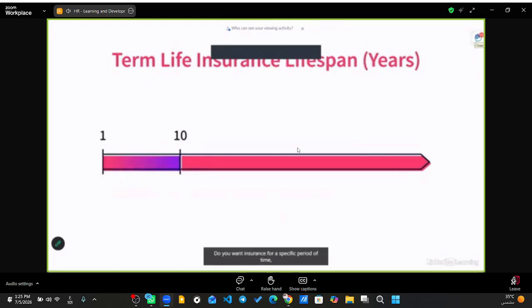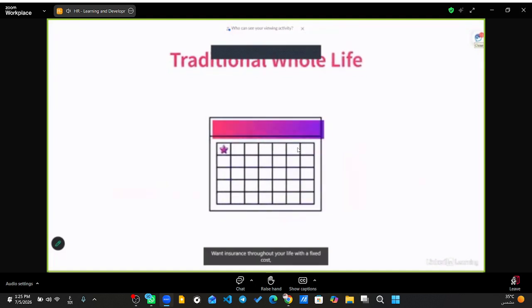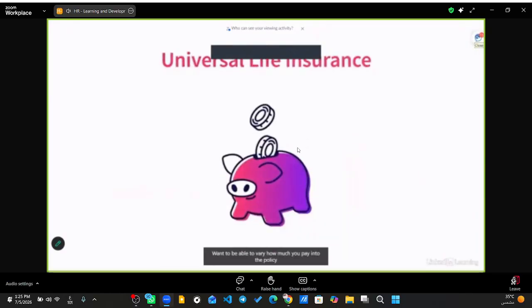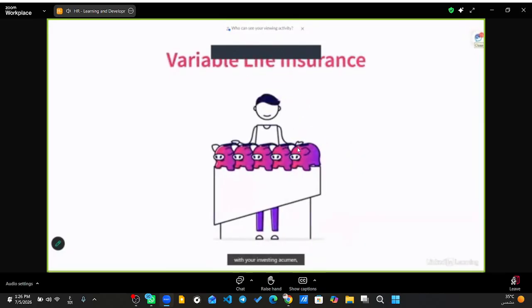Do you want insurance for a specific period of time? Consider a term life policy. Want insurance throughout your life with a fixed cost? A whole life policy might be the best choice. Want to be able to vary how much you pay into the policy depending on your budget each month? A universal life policy could be a good choice then. Or if you want to combine life insurance with your investing acumen, a variable life policy might be the right fit. It all depends on you and your needs and objectives.